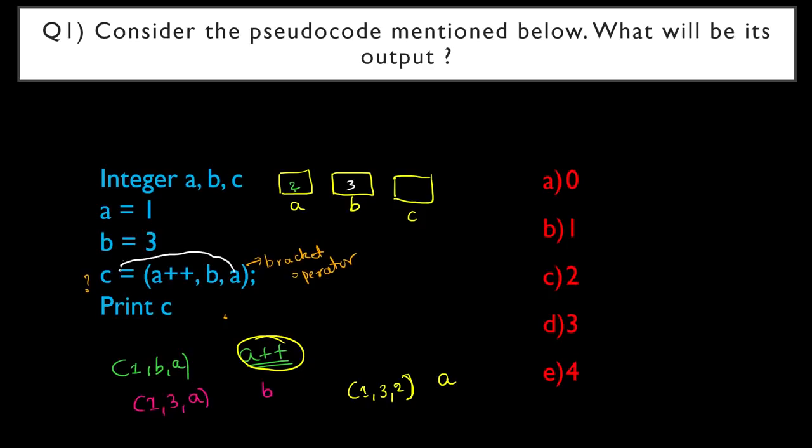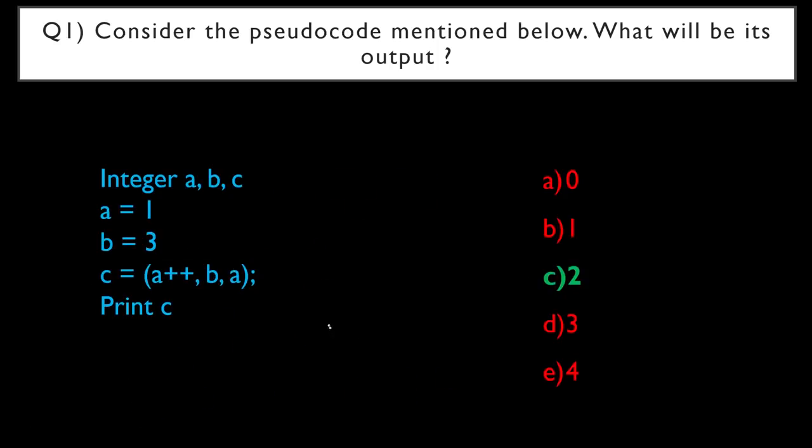to the left hand side, that is C. So what is the value of A? The value of A being stored here is 2. So whenever you print this, 2 is going to be printed on the screen. That is option C. 2 is the correct answer. So 2 will be stored in C. Option C, 2, is the correct answer.